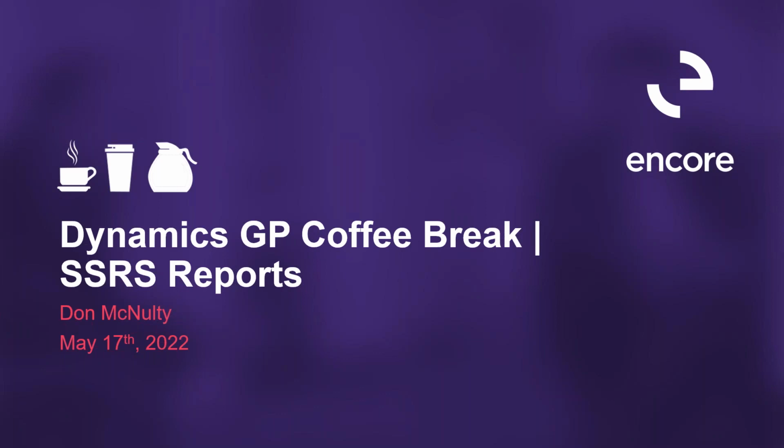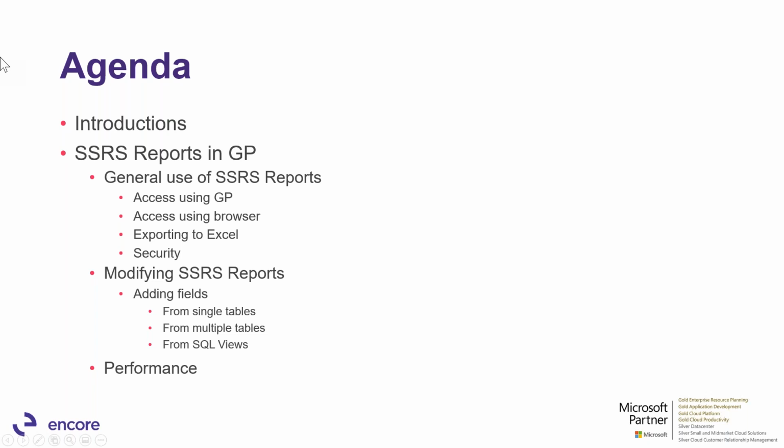Thanks, Tess. Okay, so this morning we're going to talk about SSRS reports. It's something that was added to GP a little while ago. The agenda is figuring out who we are, of course, and SSRS reports in GP. SSRS stands for SQL Server Reporting Services. It's a SQL report that is run from a web browser, and it can be activated from within GP. It can be accessed from within a web browser, and once you've got it accessed, you can export to Excel.